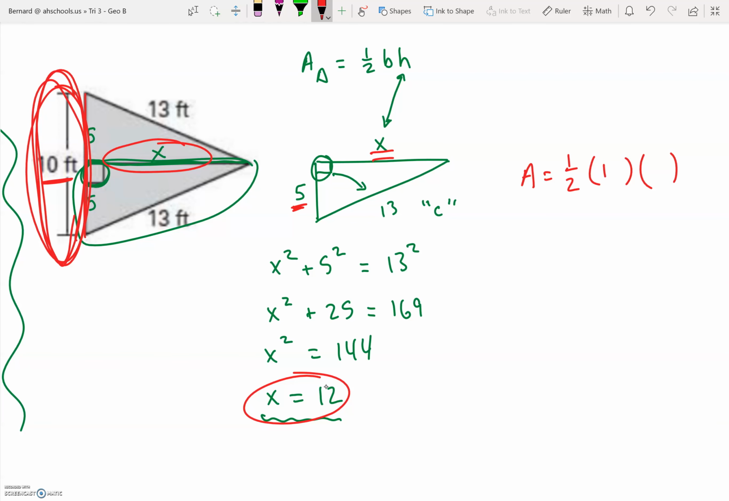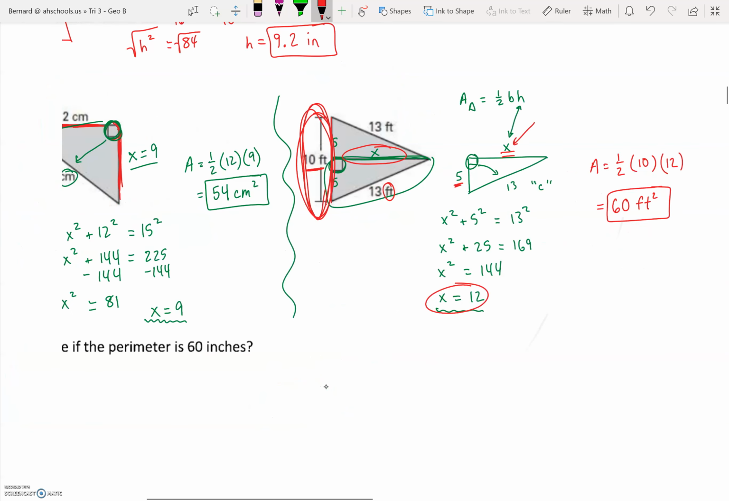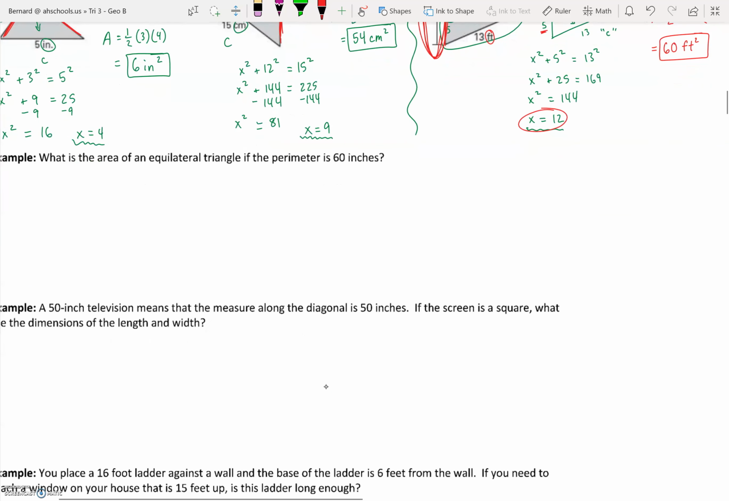And so our base will be 10. Our height, again, is what x is. So we found that to be 12. And so our area will be 1/2 times 10 times 12. And if you do all that in your calculator, you should be getting 60. Units are feet, and they're square units, so that is 60 feet squared. All right, moving on. A couple more problems, and we're done with part 2.